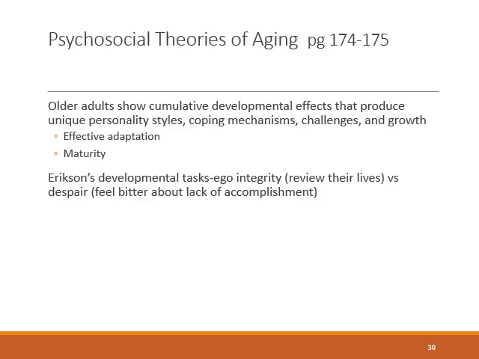Psychosocial theories of aging. Older adults show cumulative developmental effects that produce unique personality styles, coping mechanisms, challenges, and growth. Family, friends, and the community are influential in the aging process and can support the individual in adapting to age-related changes. So it takes a village to help. And you know, our elderly have been through a lot. They know a lot. They have a lot of knowledge. They've been through a lot of changes in the world, and they have a lot to offer. So let's take value in that.